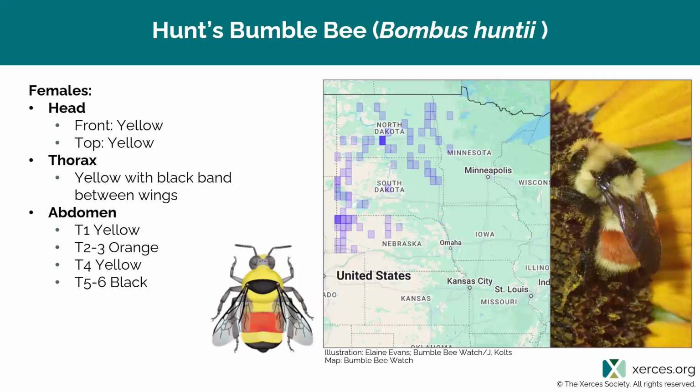All right, the next bumblebee that we have on our list is Hunt's bumblebee, Bombus huntii. And this bumblebee looks a lot like the tricolored bumblebee. Fortunately, there's not a ton of overlap in their range, so we can mostly separate them out by where they're located geographically. This species is a more western species, and we really only see it in the Great Plains region and a little bit in western Minnesota.